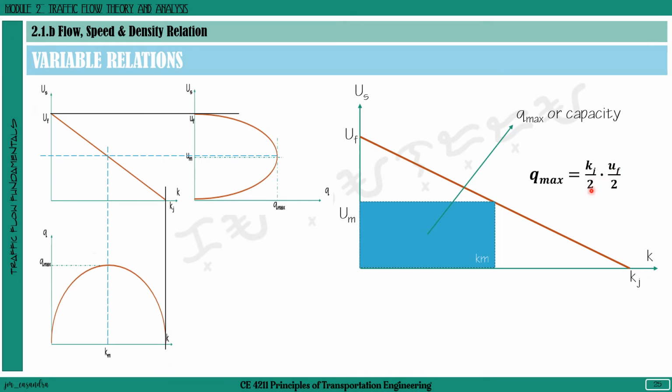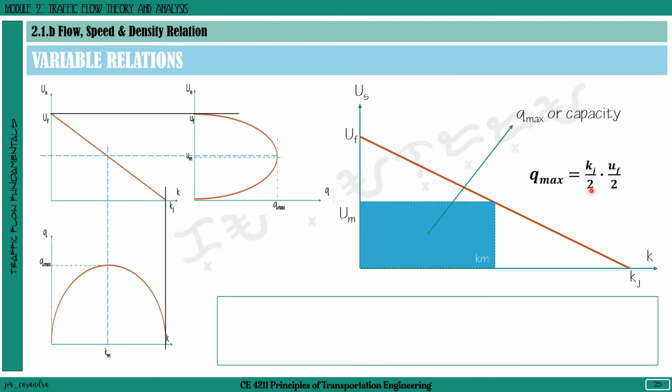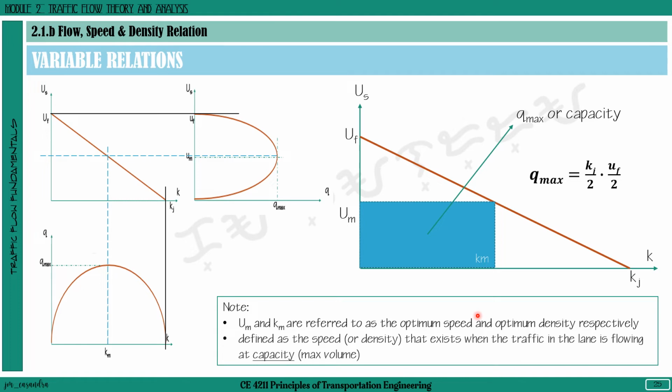Okay, so take note that U sub m and K sub m is what we call your optimum speed and optimum density, or the critical speed and critical density respectively. So your optimum or critical speed or density is simply defined as the speed or density that would exist in your road section when the traffic along the lane or along the road is flowing at its maximum. So the maximum volume is your capacity.